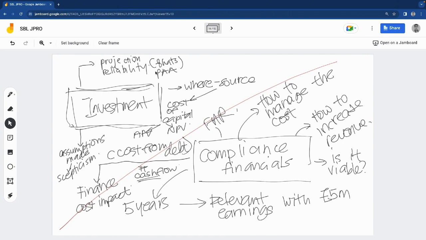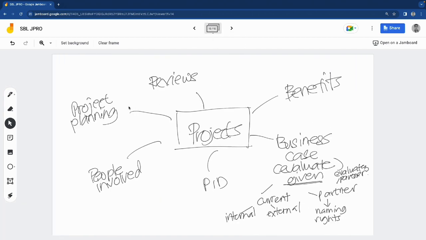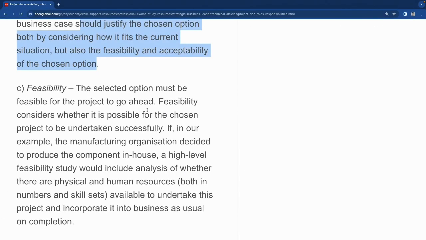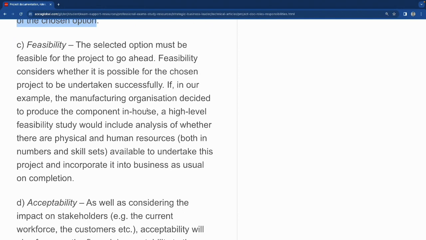Okay, let's move on to the next part, which is the other part of the project. So, feasibility. The selected option must be feasible for the project to go ahead. Feasibility considers whether it's possible you are successful. If, in our example, they decide to produce the component in-house, a high-level feasibility study should include analysis of whether the physical and human resources are available to undertake the project.